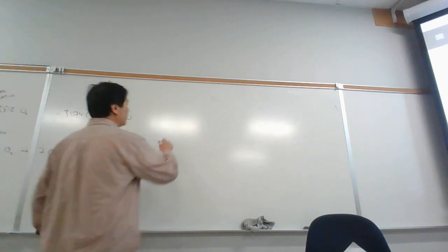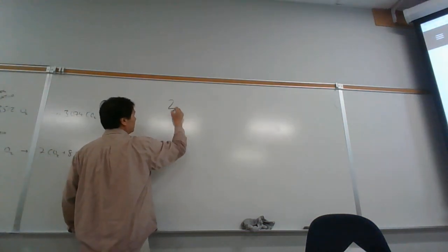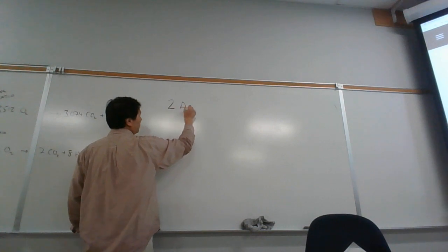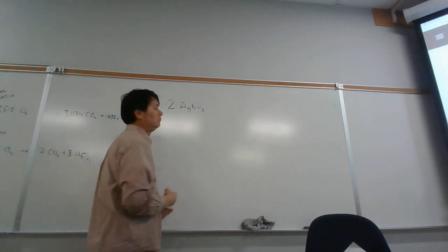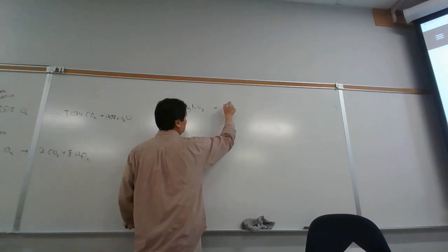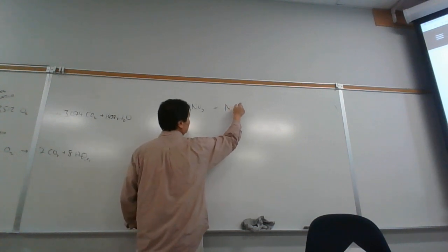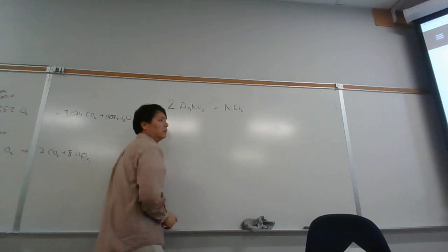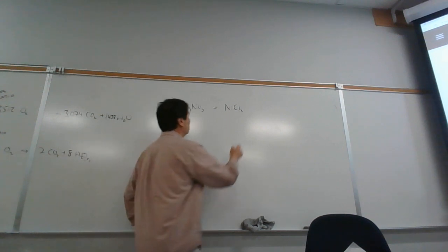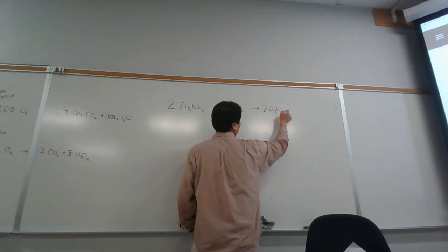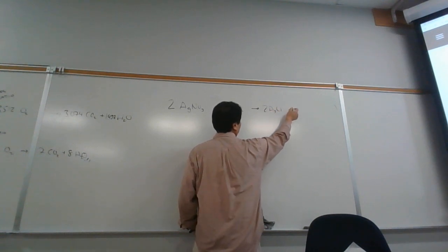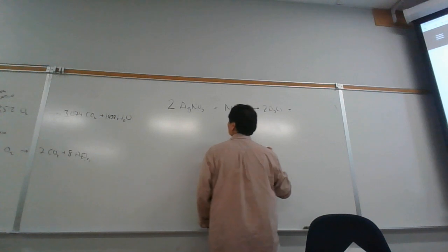So you've got 2 silver nitrate. What's the formula for silver nitrate? 2 AgNO3 plus nickel(II) chloride, so it's NiCl2. And then that results in 2 silver chloride, so 2 AgCl, plus nickel nitrate.